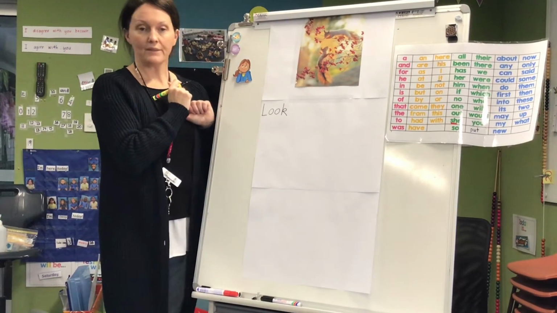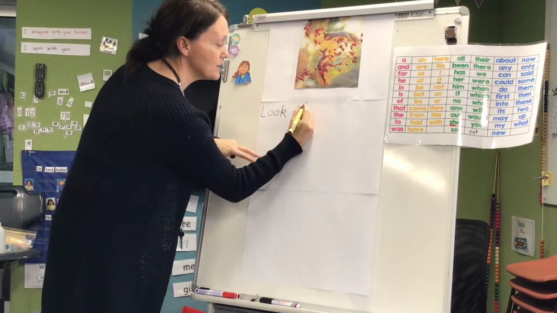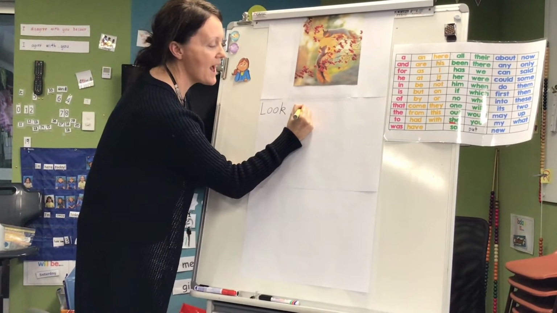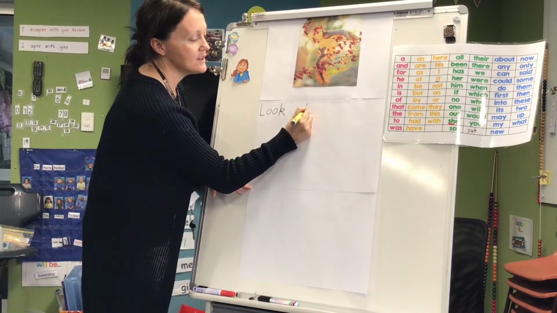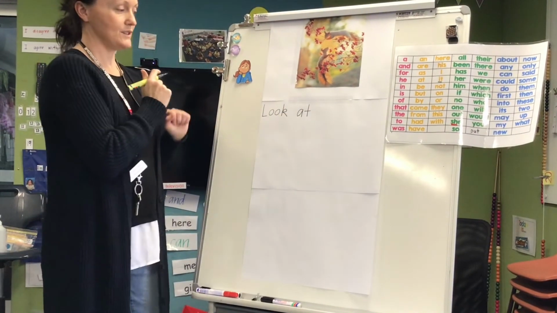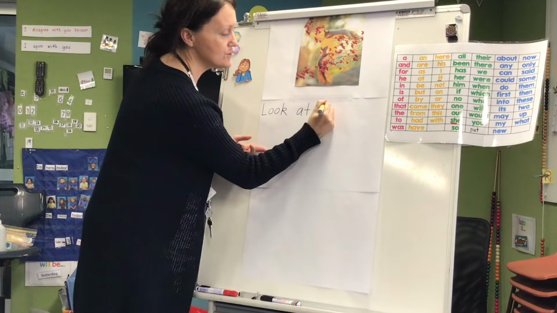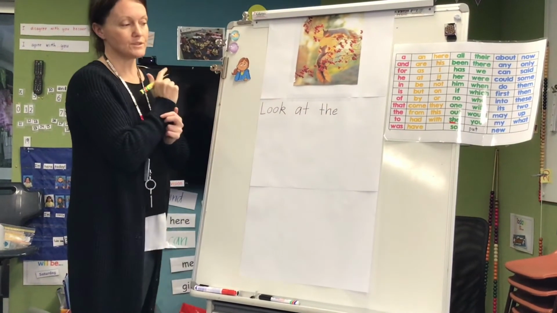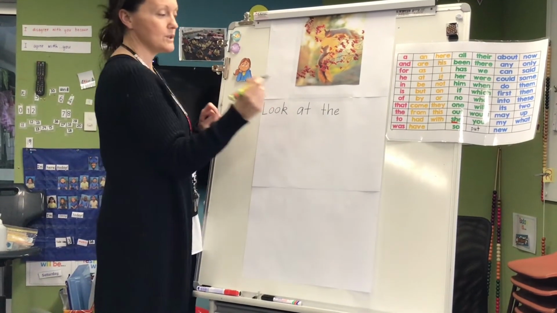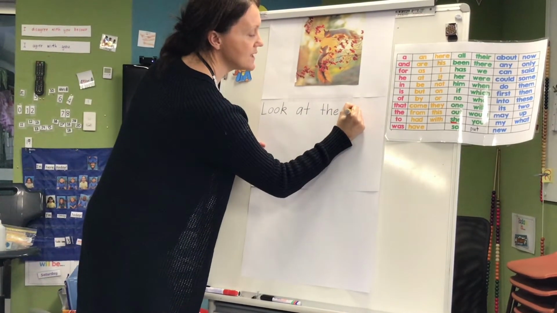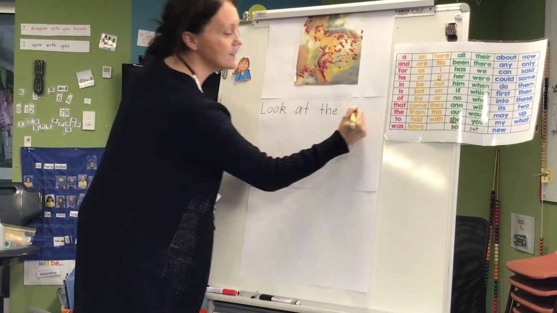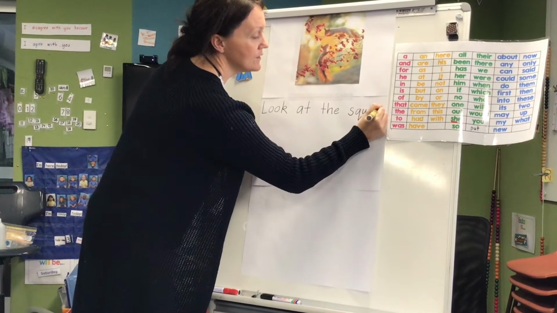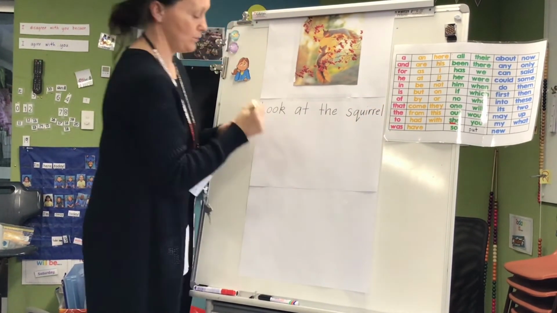Look at the squirrel. At is a word you probably already know. If not, you can say it slowly and write the sounds you hear. At. Now I know everybody knows how to write the word the, so that's a word you should be writing fast. Look at the squirrel. Now if you say squirrel, you can hear s at the start. So I'm writing S. Oh, look at this squirrel.